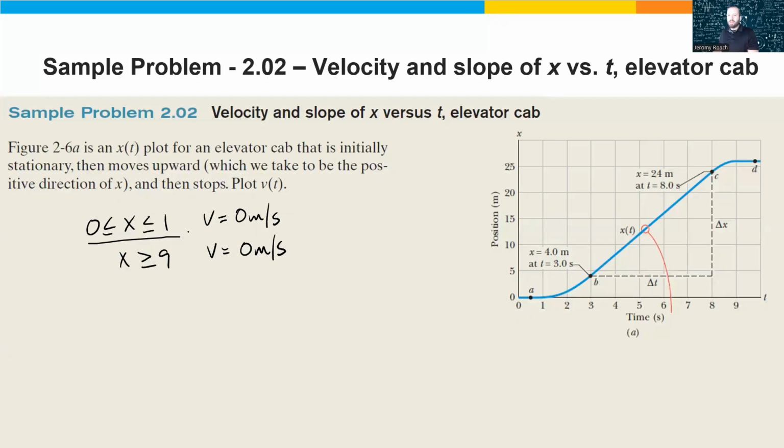Now, I actually wrote this a little bit different. I said x is between 0 and 1. I probably should have written t for this, or maybe time, because s is seconds. I maybe should have written t is between 0 and 1, because when t is between 0 and 1, that's between there and there, and our velocity is 0. So this should say t on it. And when t is greater than or equal to 9, that is here, then our velocity is also 0.